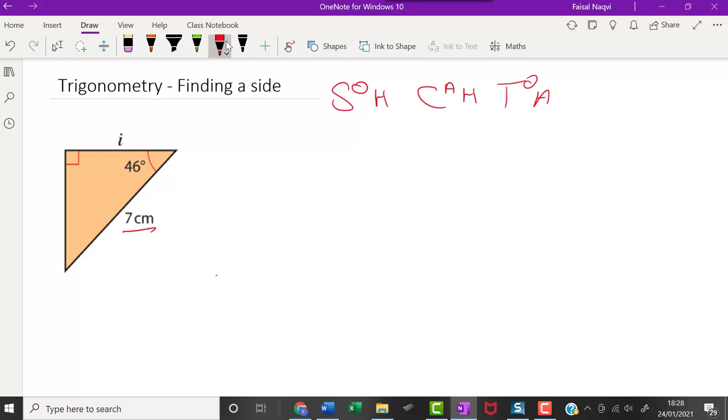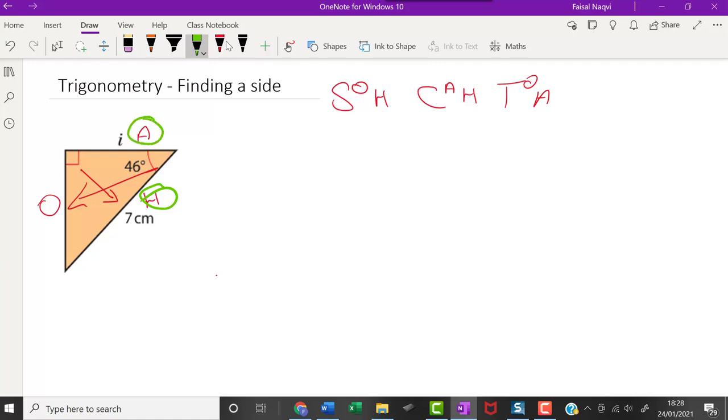My next step is to label up my triangle. Opposite the right angle, I have my hypotenuse. Opposite my angle, I have my opposite side. And the one next to the angle is my adjacent. And then I have to ask, which sides do I have or which sides do I want? Well, I have my hypotenuse, that's 7 centimeters, and I want my adjacent.